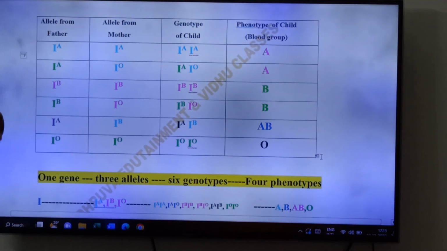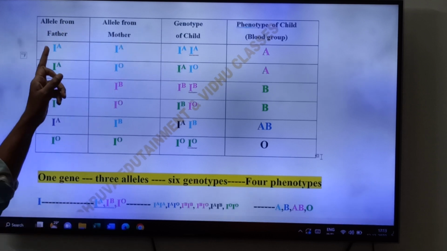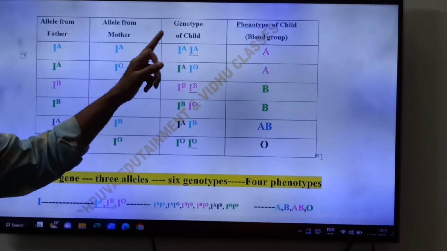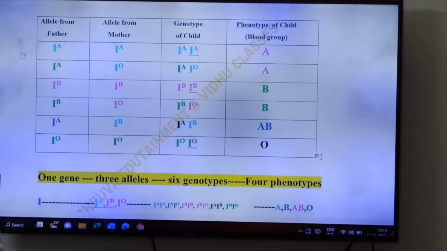Now, allele from father, allele from mother. See, a child is receiving alleles like this. If he receives IA, the genotype of the child is IA, so his blood group is A. Friends, this is homozygous dominant.